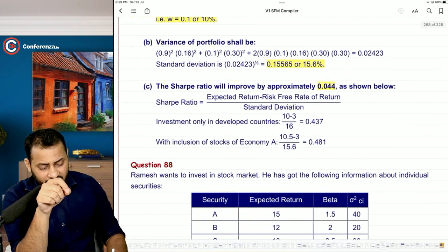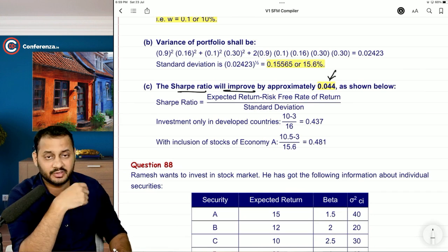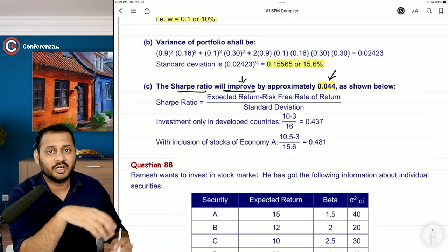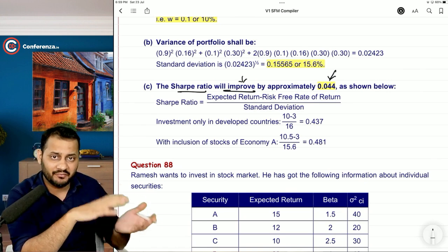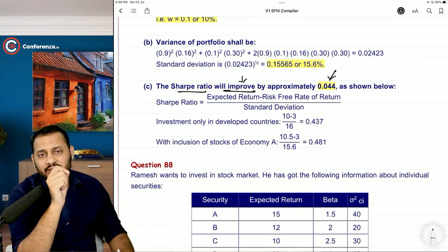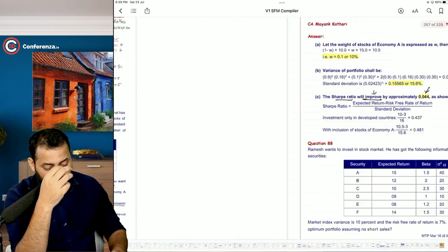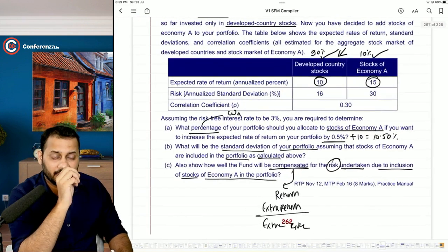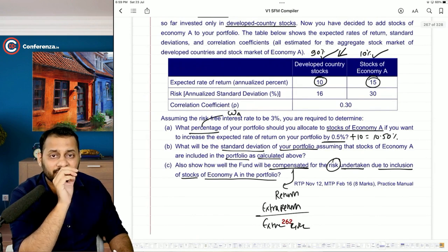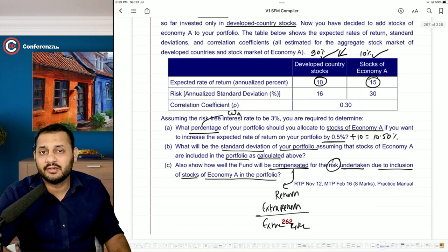And they are saying that the Sharpe ratio is improving by approximately this much percentage. Improving itself means that we have to find out the before and after Sharpe ratio. First question that comes to my mind or your mind is, sir, from which particular statement will we get to know that we have to find out a Sharpe ratio only, because there is no such hint in the third part. And you are right.